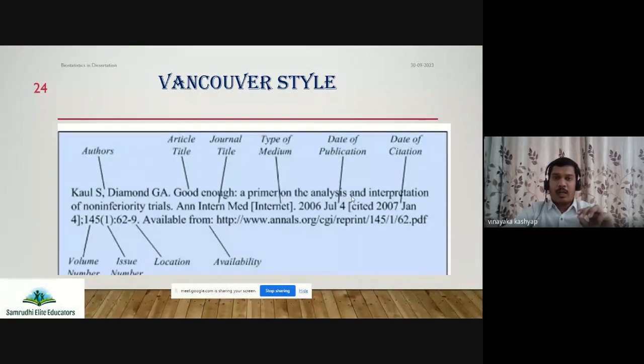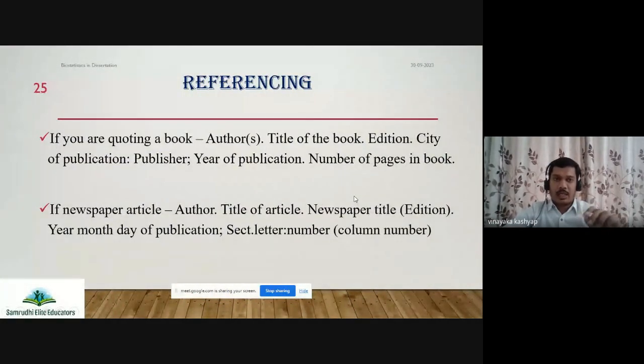Now, if you are taking a book, not an article, then how do you quote a book? First will be the author name. Same thing: up to the sixth author, you are supposed to write the name of the author. After the sixth author, you can just write et al. Then comes the title of the book. What is the title of the book? Bailey and Love, or Davidson, or Hutchinson, whatever it is. Then the edition: first edition, sixth edition, seventh edition. Then the city of publication. Which was the city of publication? Then who is the publisher?